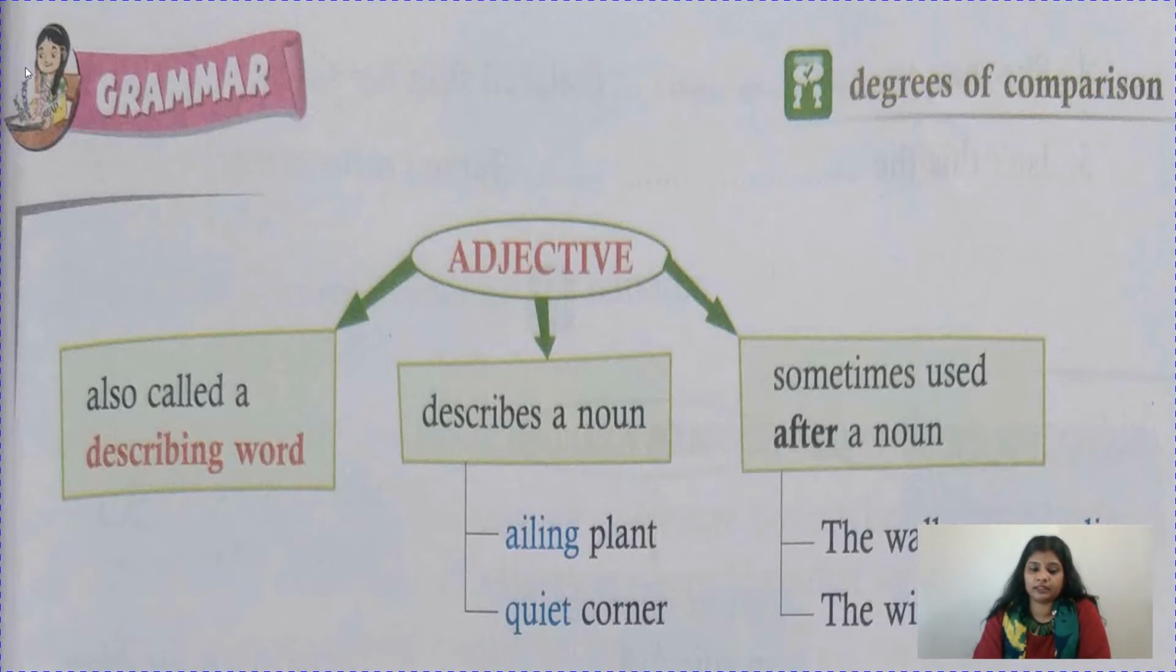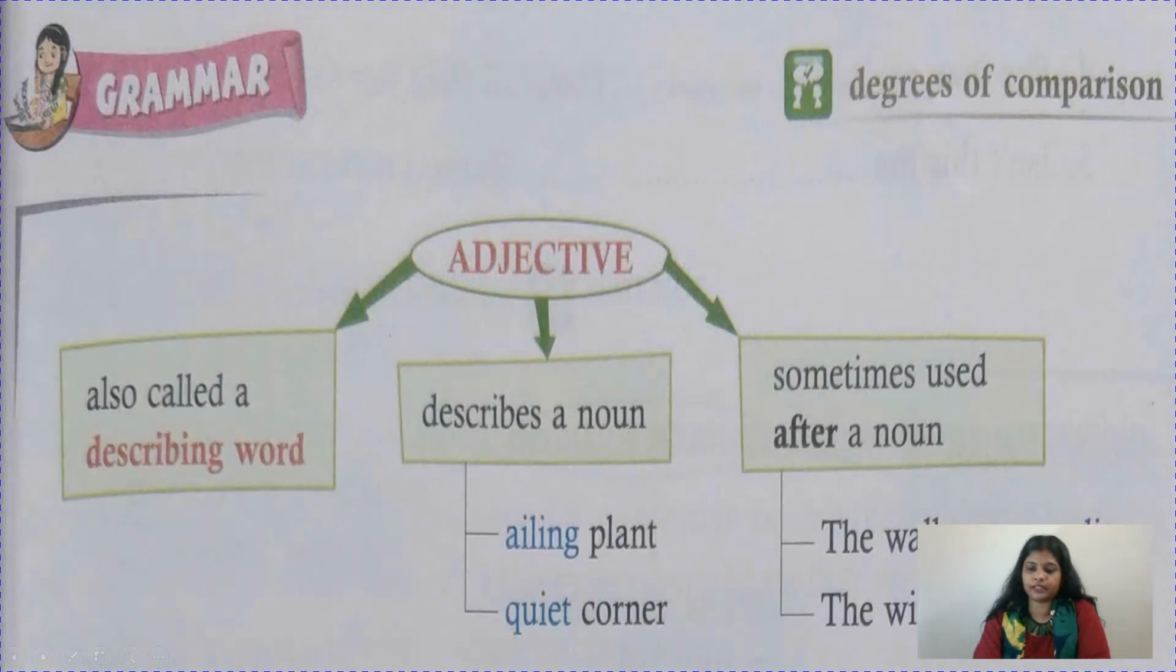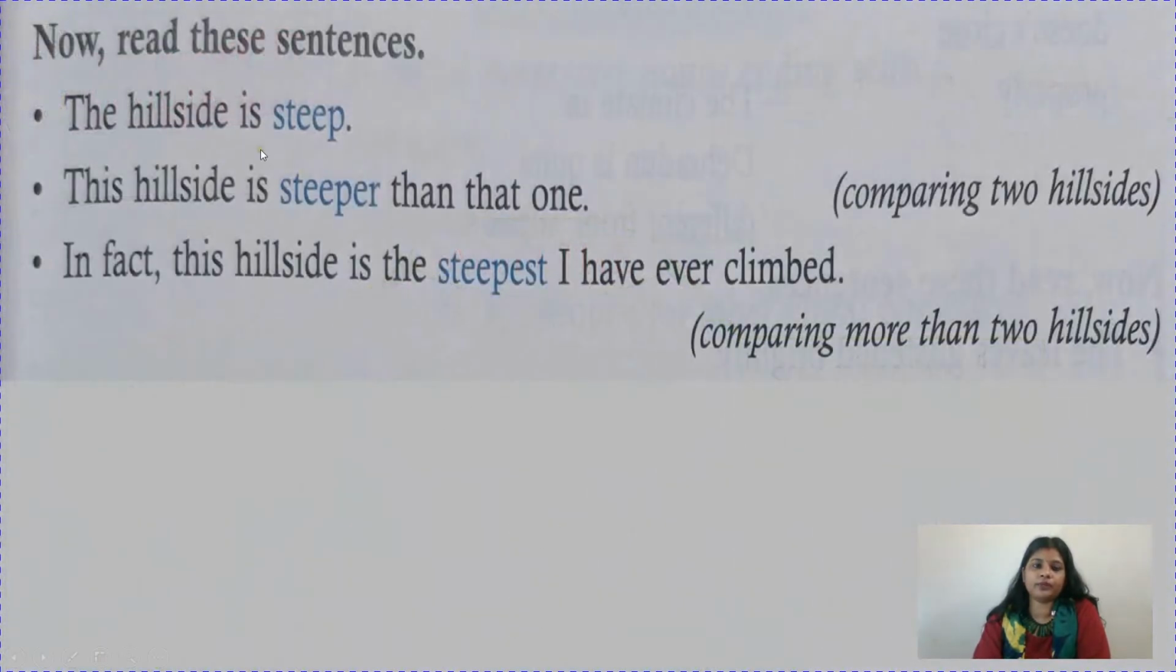And children, in the second example we have seen adjectives are used before a noun, but there are some sentences where we use an adjective after a noun. Like the walls were sunlit. How were the walls? Sunlit. The window was open. So sunlit and open are adjectives which are used after nouns. Okay. Now read these sentences.